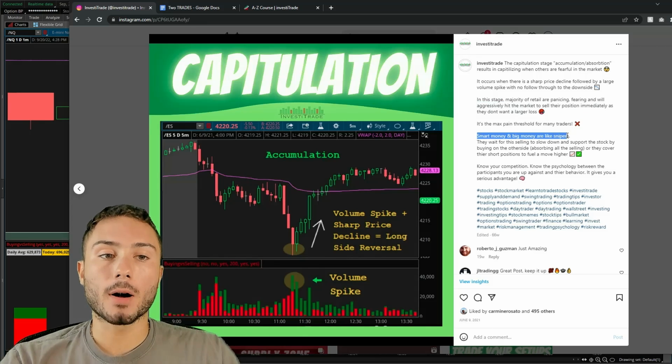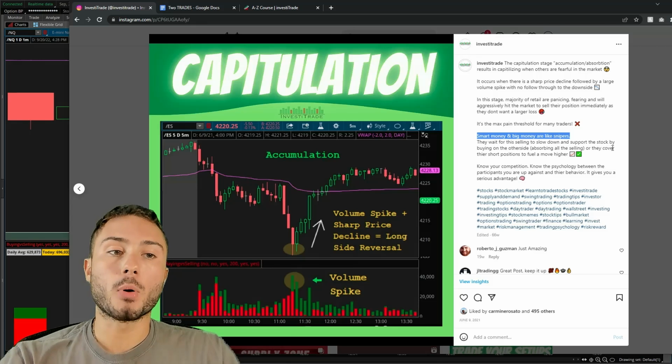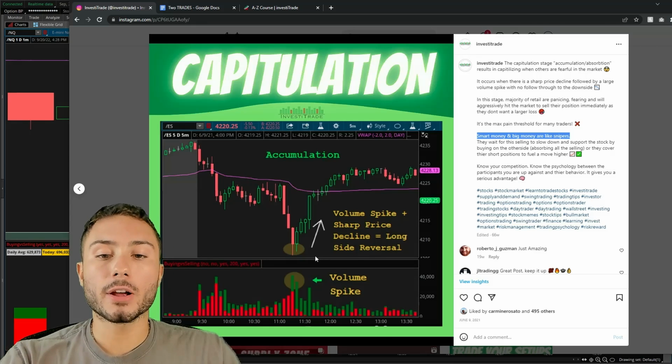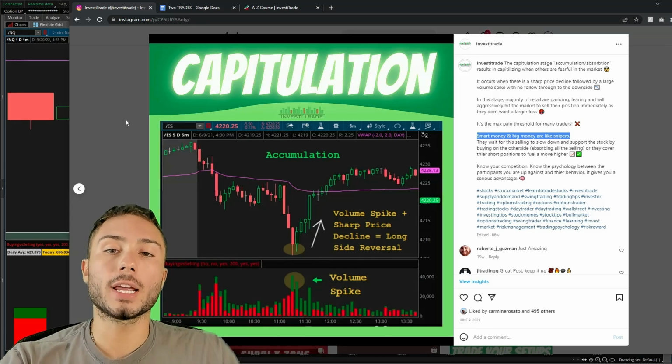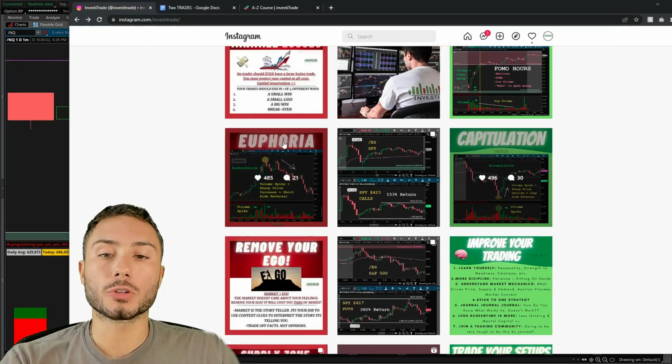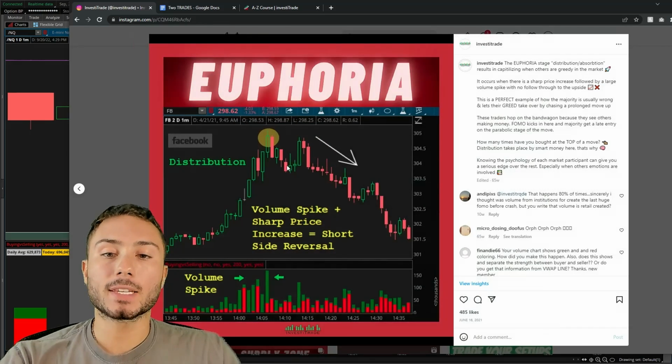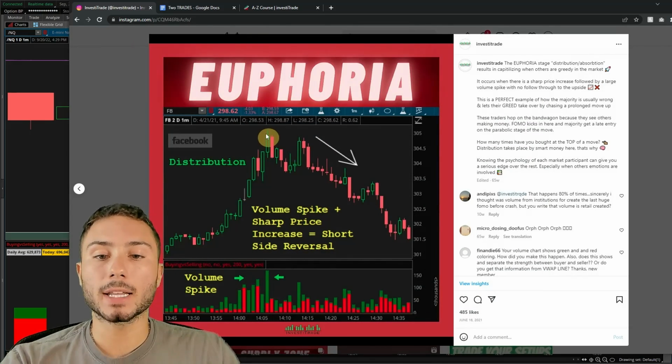Smart money and big money are like snipers. They wait for the selling to slow down. They support the stock by buying on the other side, absorbing all these sell orders, or they just cover their sell position and buy back and the market spikes up, and this gives us a good indication of a potential reversal to the upside. And you flip it to the downside, large volume spike to the upside, yet price cannot move any higher, good indication of a short side reversal.